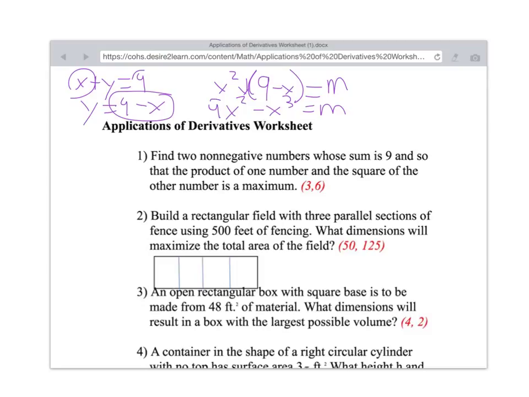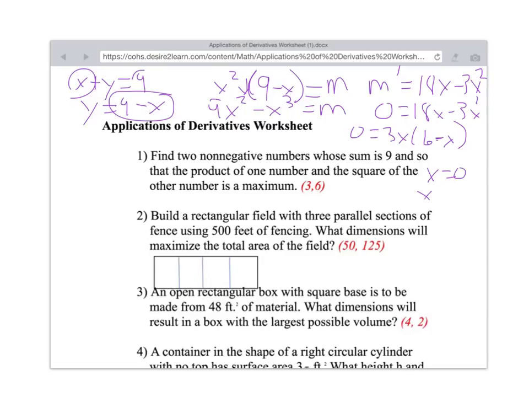And in order to maximize that, we have to take the derivative. So we're going to take the derivative of this, and we're going to set it equal to 0 to find the max and the min values. So if I set that equal to 0, I'm going to common factor out a 3x. I'll get 3x times 6 minus x. So either x equals 0 or x equals 6.